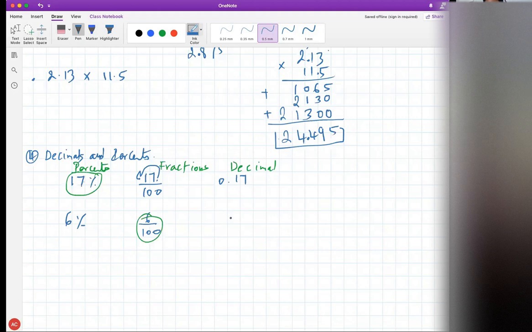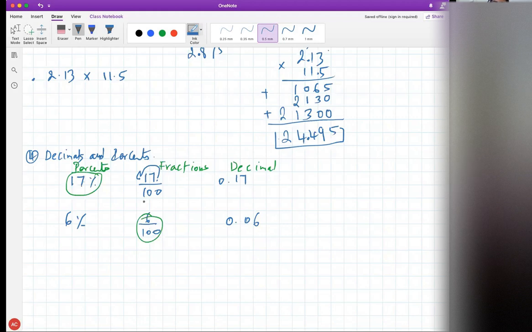0.06. Exactly. So this is basically 6 out of 100, or 6 hundredths. Not here in the tenths. Don't make this mistake. It's not 6 tenths. It's 6 hundredths, 6 out of 100. So it's going to be like this. 6 hundredths. So be careful when you have only one digit here.